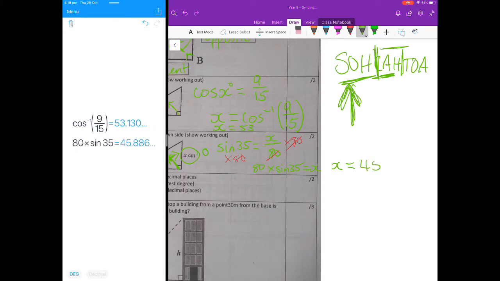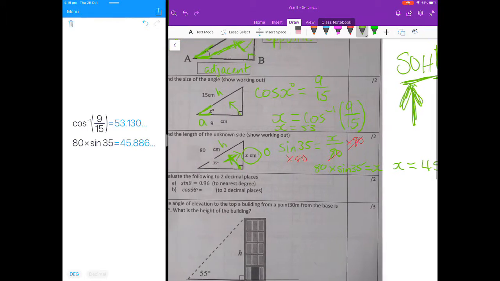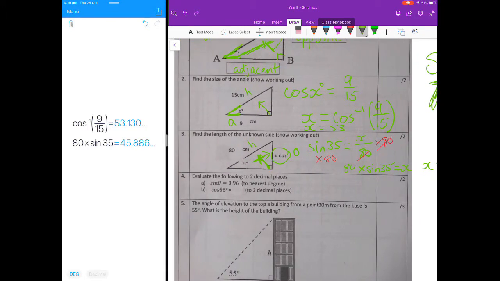Alrighty, 45.89 to 2 decimal places for the side x. Let's have a look at our next question. You are rounding to the nearest 2 decimal places unless it's asking for the nearest degree. First one, we are quite literally just going to shove them into our calculator. So sine theta equals 0.96. You're finding the inverse, so you're pressing that shift button and just put it in. Answer that comes out, round to the nearest degree because the question has asked for the nearest degree. And we have 74.